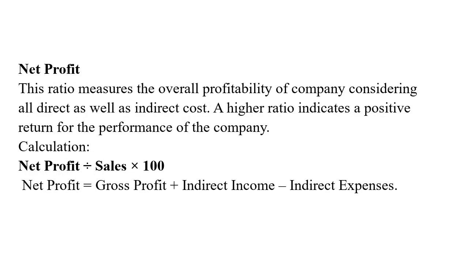Now, net profit. This ratio measures the overall profitability of the company considering all direct as well as indirect costs. A higher ratio indicates a positive return for the performance of the company. Calculation: net profit divided by sales into 100. Net profit equals gross profit plus indirect income minus indirect expenses.